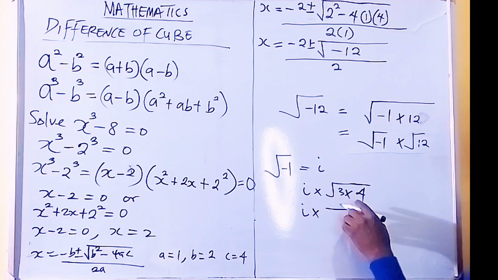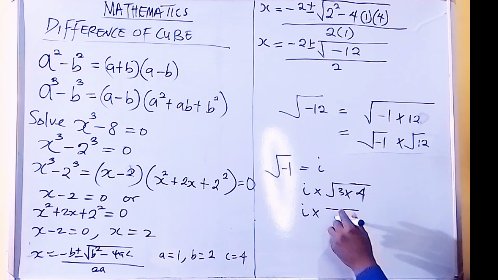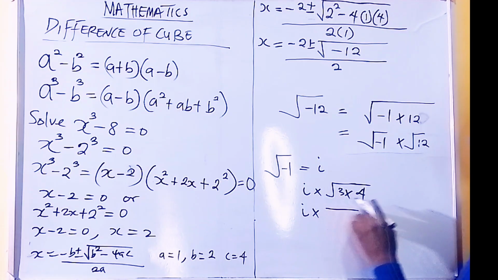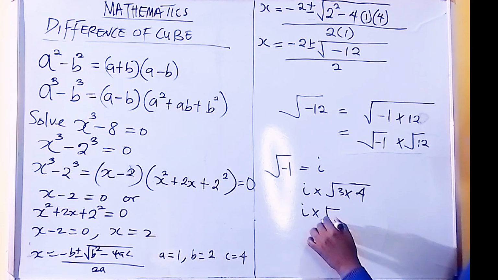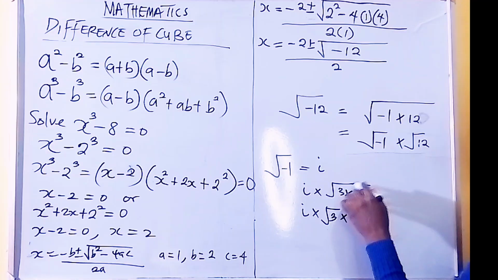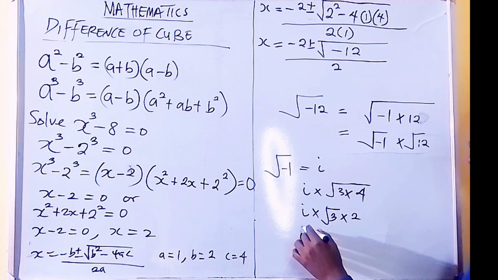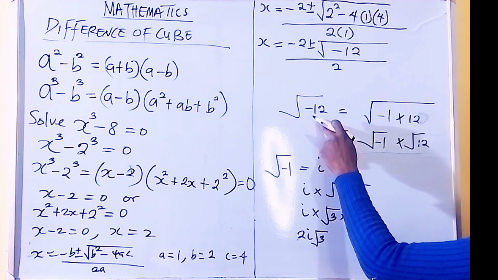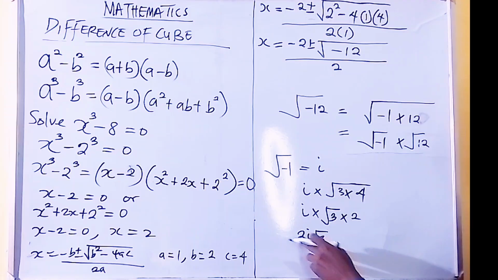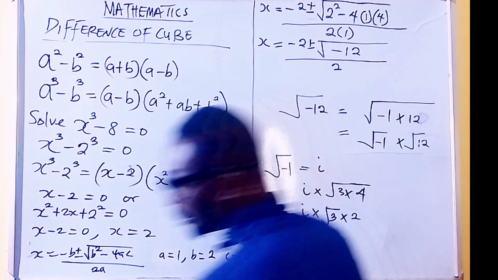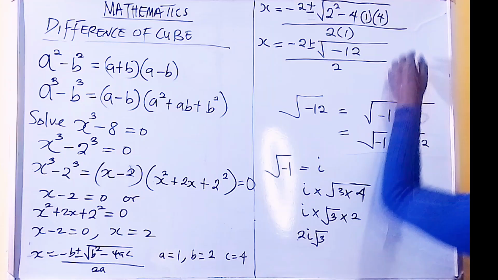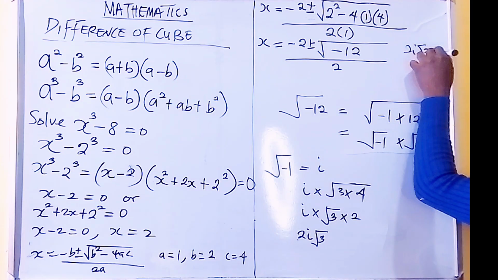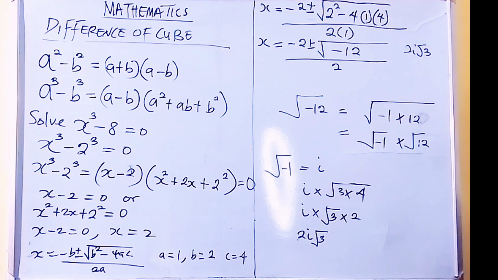Therefore, i times square root of 3 times 4 will now be root 3 times 2, which is 2i root 3. Therefore, root of minus 12 is equal to 2i root 3, or i2 root 3.